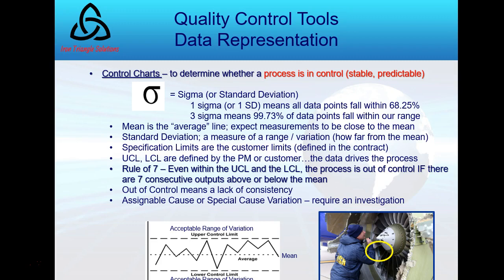It means that all the data points are going to fall within 1 standard dev from the mean, from the average, or 68.25% of all data points are meeting acceptance criteria. Is that good enough? Well, maybe.